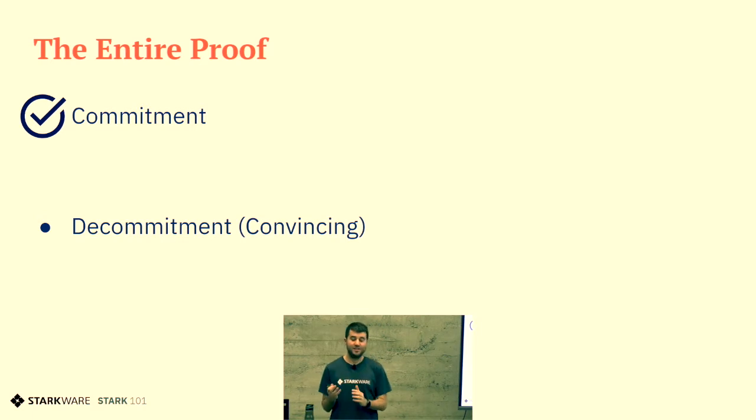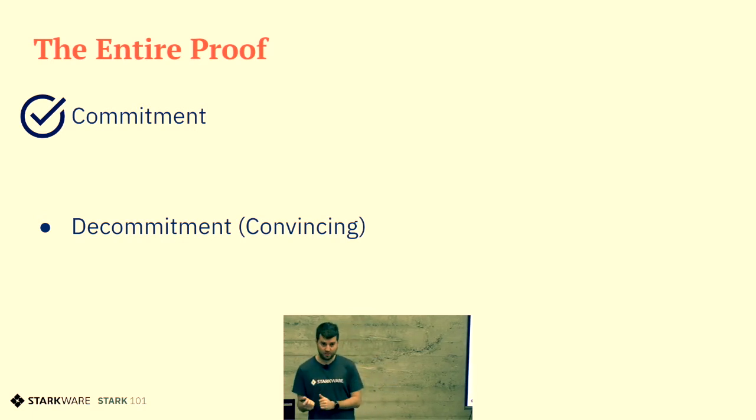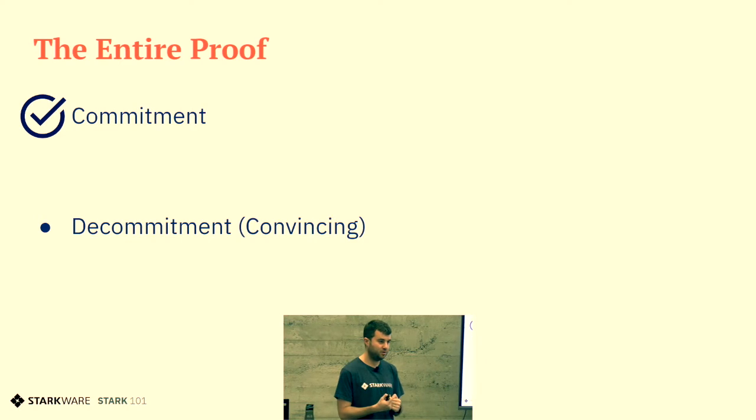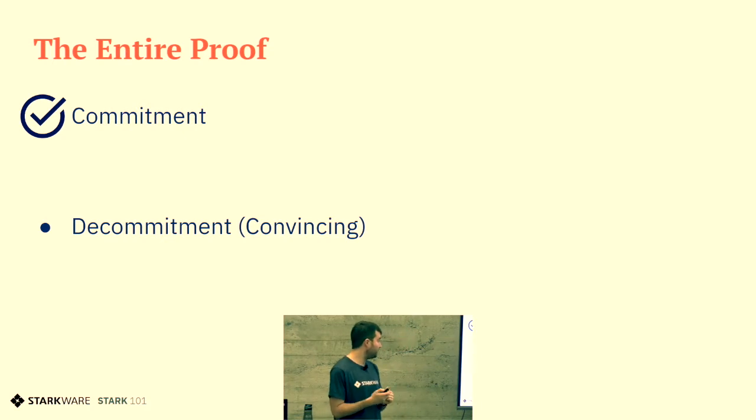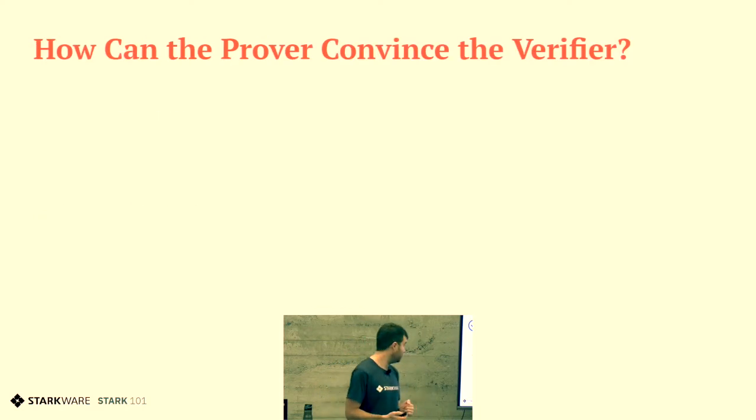So the entire proof contains two parts. The first one is the commitment, what we've just covered in the first 3 talks. In this talk, we are going to speak about the way that the prover will convince the verifier that the computation that he did was done correctly. So how can the prover convince the verifier?